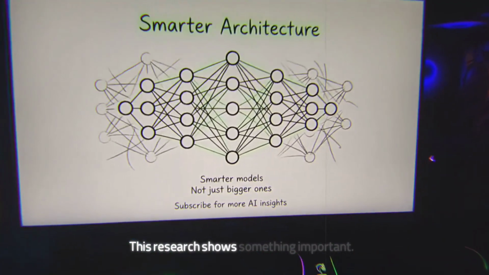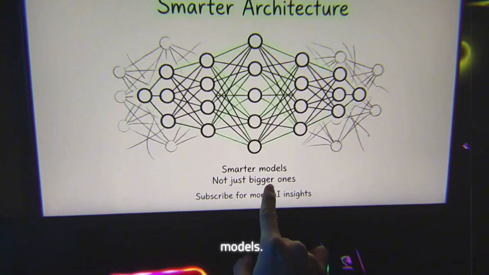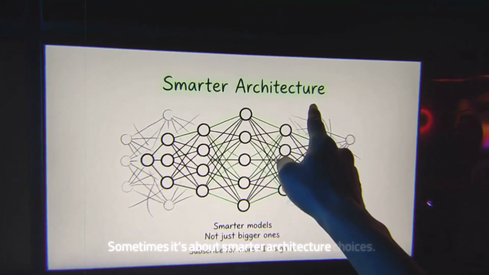This research shows something important. Progress in AI isn't always about bigger models. Sometimes it's about smarter architecture choices.